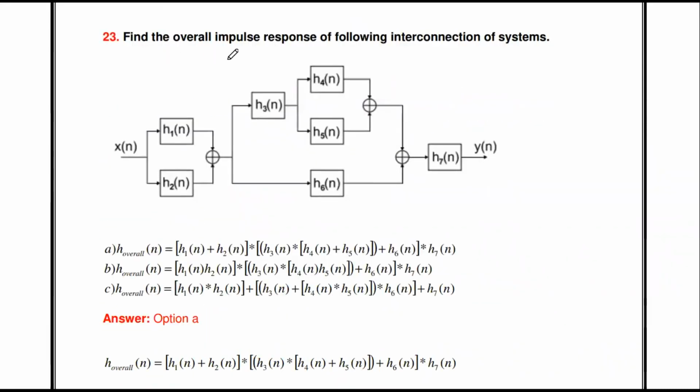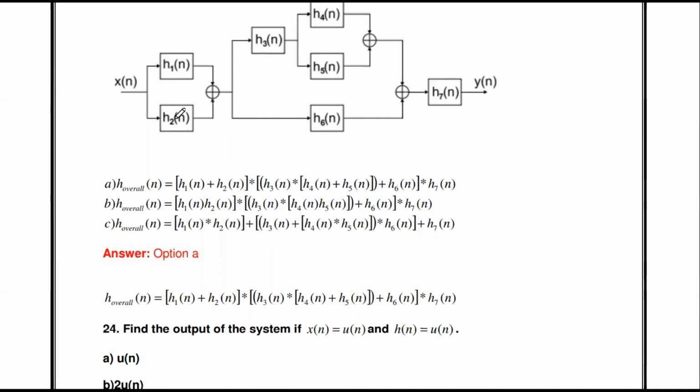Similarly, find the overall impulse response of the following interconnection of systems. Here seven systems are given. First we have to reduce. H1 and H2 are connected in parallel. If two systems are connected in parallel, we replace them with the addition of the two. So the first thing is H1 plus H2. So this part is over.